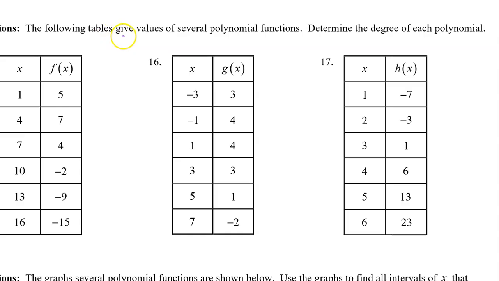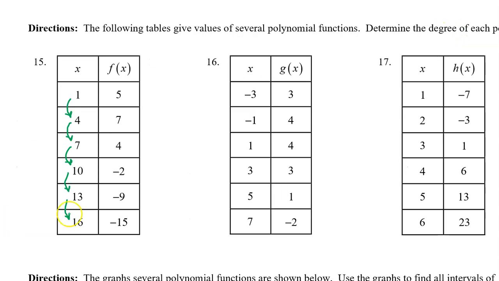The following tables give values of several polynomial functions. Determine the degree of each polynomial. There is a shortcut that we can use, but only if there's a common difference between the input values. From 1 to 4, that's 3. From 4 to 7, 3. 7 to 10, 3. 10 to 13, 3. 13 to 16, 3. Therefore, we can use the following shortcut.